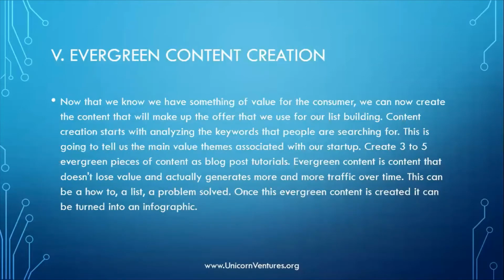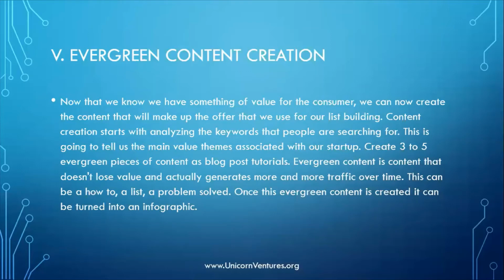Now, as it relates to the content that you're actually putting on the platform, this is where evergreen content creation comes into play. So now that we have something of value for the customer or the consumer, we can now create the content that will make up the offer that we are using for our list building. So content creation starts with analyzing the keywords that people are actually searching for within the category, understanding the value themes, and we're going to be creating 3 to 5 evergreen pieces of content as blog post tutorials and other ways to convey that messaging on the actual platform itself, as well as the marketing through the different channels, and we'll talk about that in a moment here.